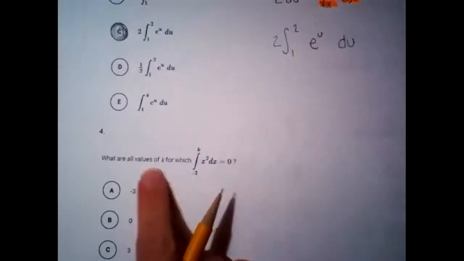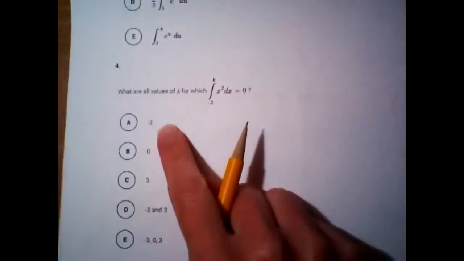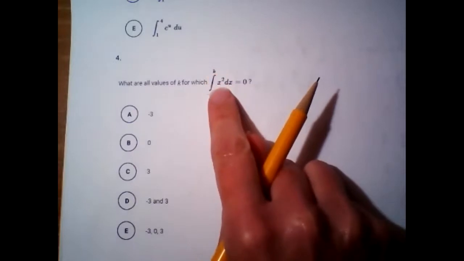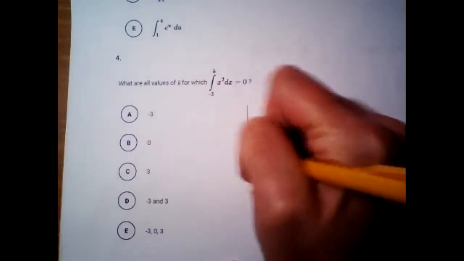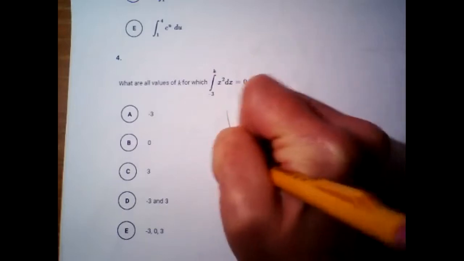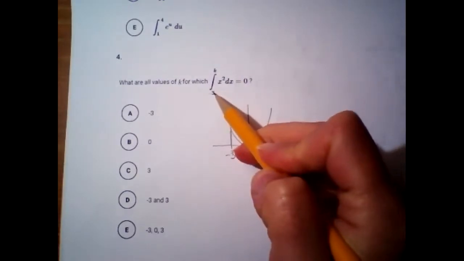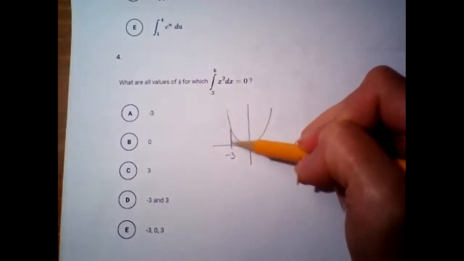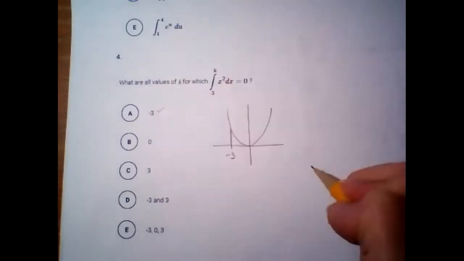All right, number 4, what are all the values of k for which this thing would equal 0? And it looks like we have to test -3, 0, and 3. So this would be the area under the curve starting at -3 until wherever of the x squared graph. So just to give us a visual of that, here's our x squared graph. Here's -3, so we're kind of starting there. If we do the area from -3 until -3, we haven't gone anywhere, so you haven't collected any area, so that would be 0.